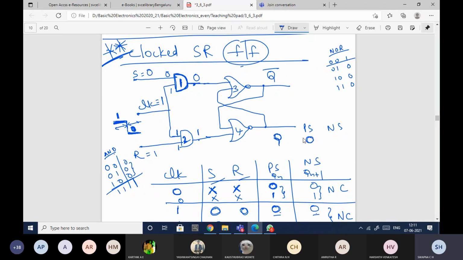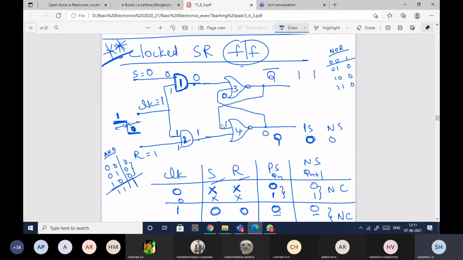Now the third and fourth gates depend on the outputs of these and on the present state. So Q in I'm considering to be 0. This 0 will be fed to the third gate. So 0, 0, the output will be equal to 1. That 1 will come back here. So 1, 1, the output will be equal to 0. This 0 will go back here. 0, 0.